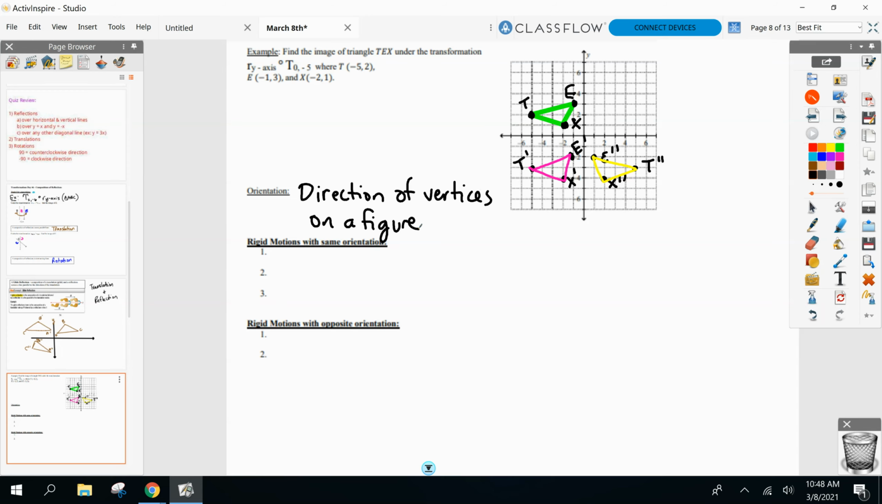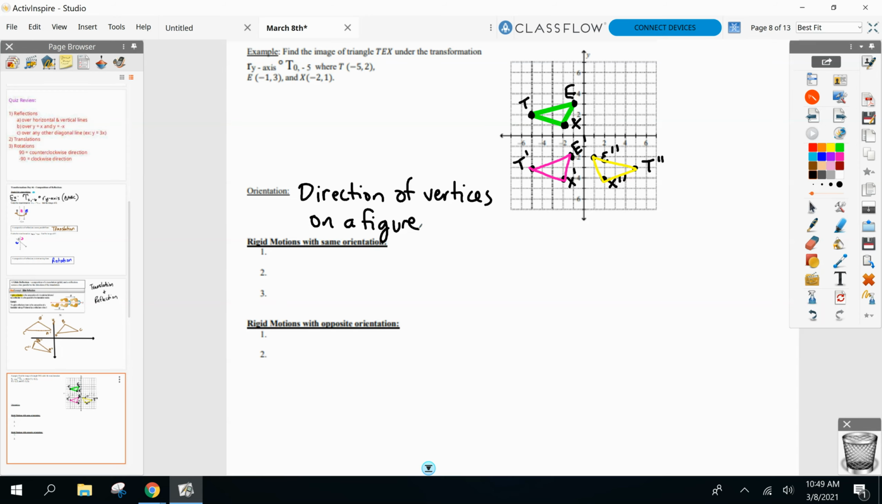Here's what I mean. Go back to triangle TEX for me. As you go from vertex T to E to X back to T, are you going clockwise or counterclockwise? That is what type of direction? Clockwise. Everyone in agreement? Clockwise. So I would say triangle TEX has a clockwise orientation.